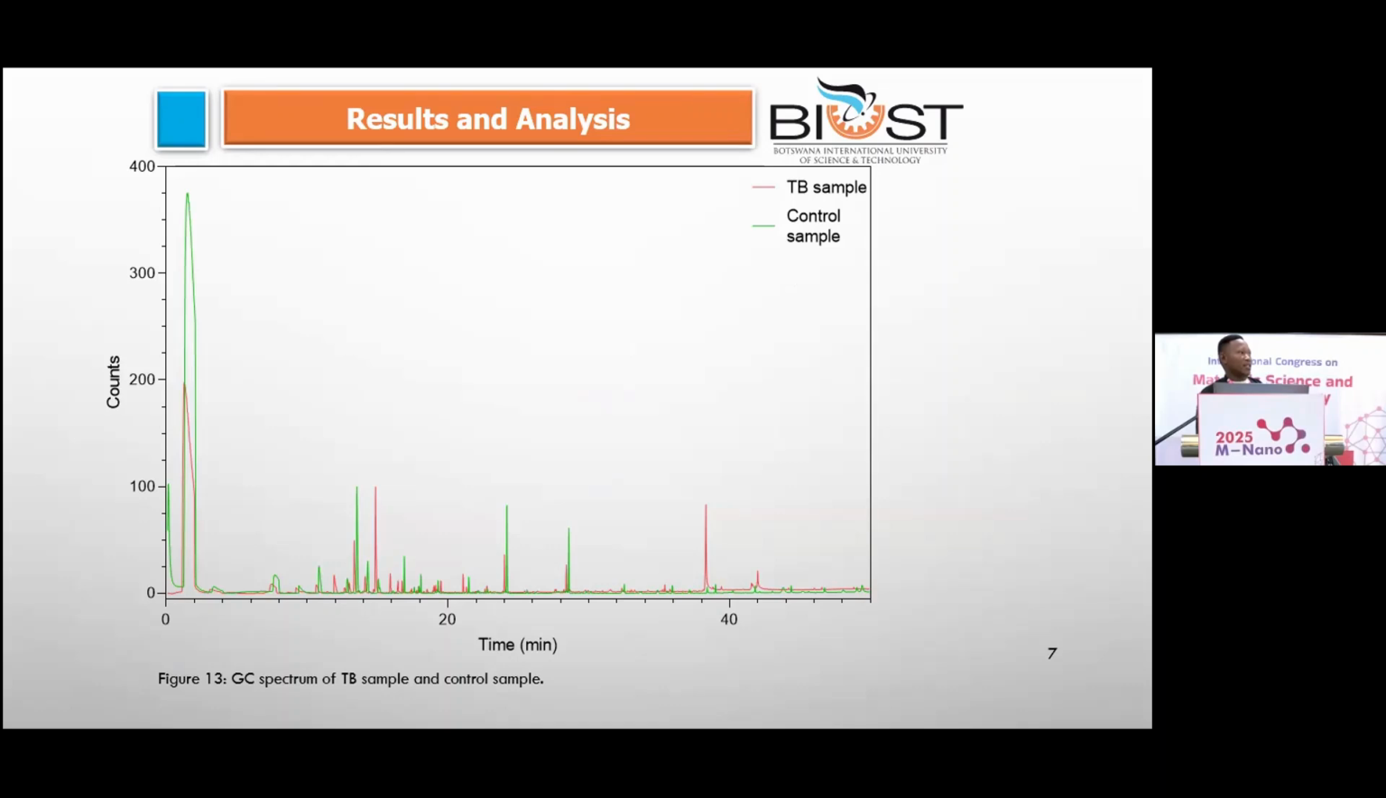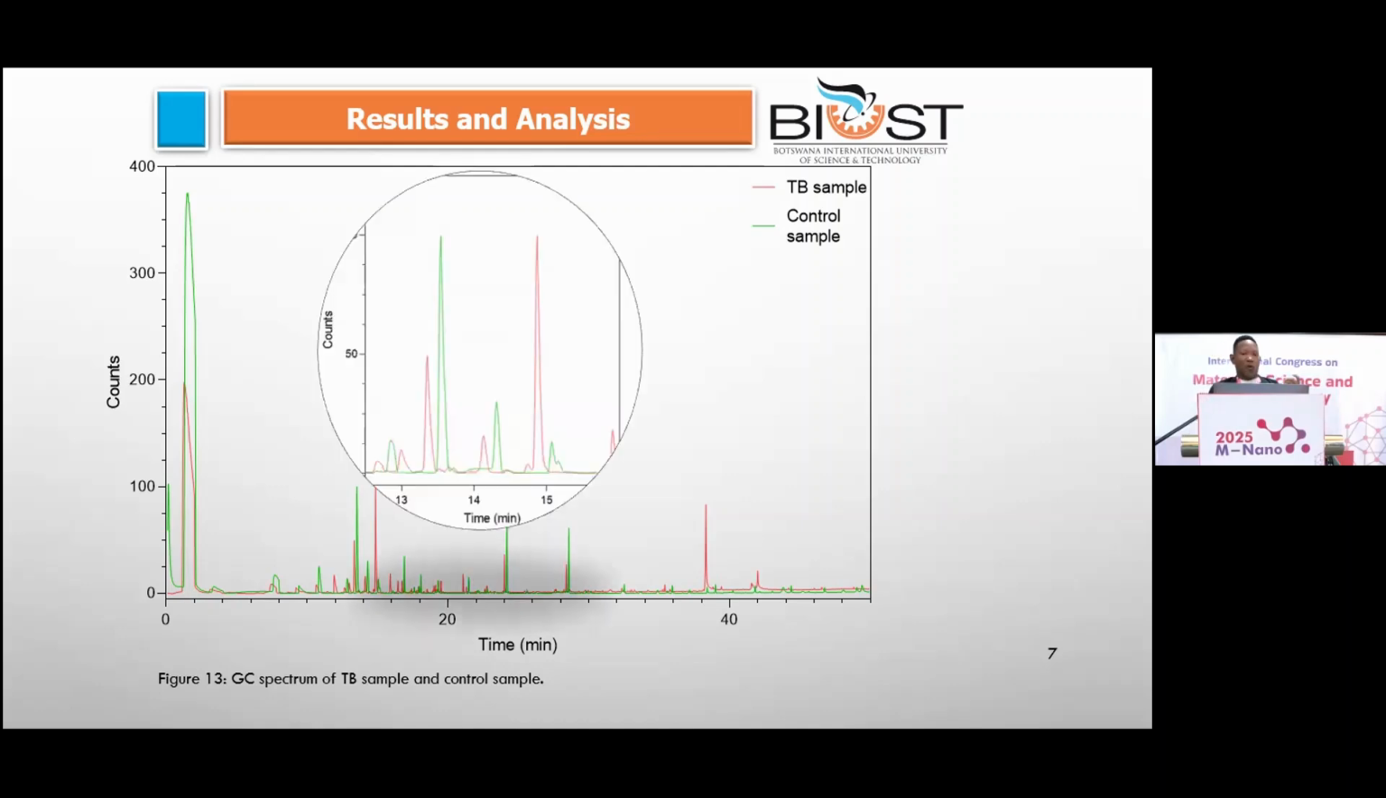We have the peaks here representing the compounds. This is for a TB sample and a control sample, to give you an example. From this, we can see that there's a difference in terms of the concentration and peak positions between the TB samples and the control samples.